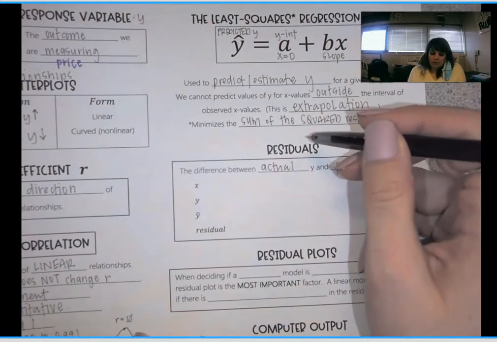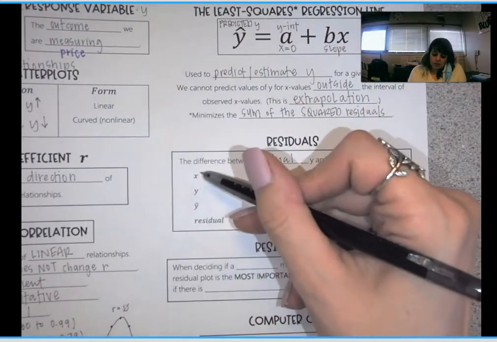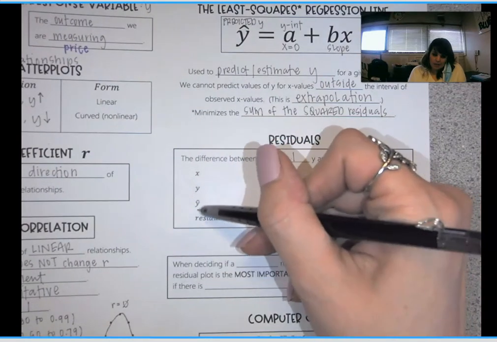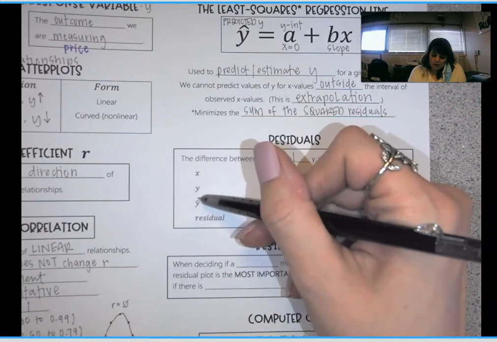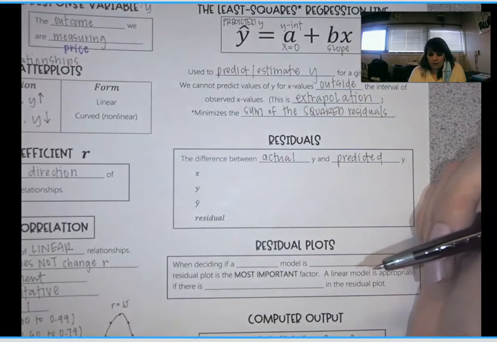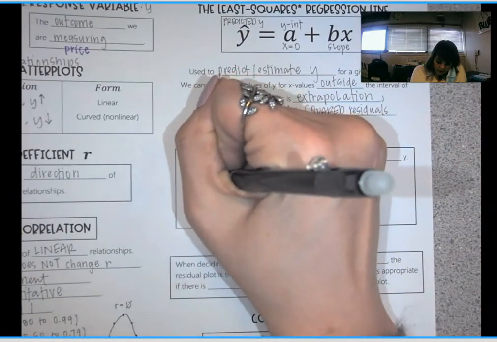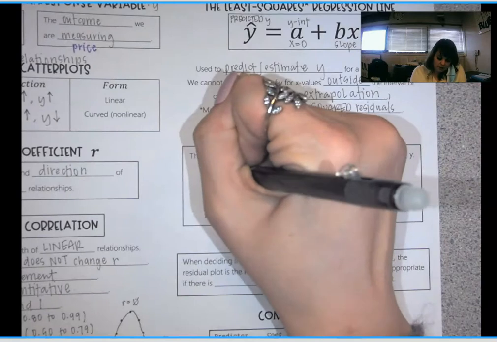If you are asked about residuals, the easiest thing to do for me personally is set up these 4 things: X, Y, Y hat, residual. X and Y will usually be given to you.